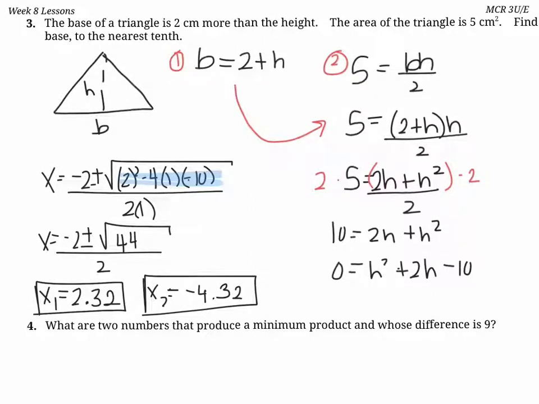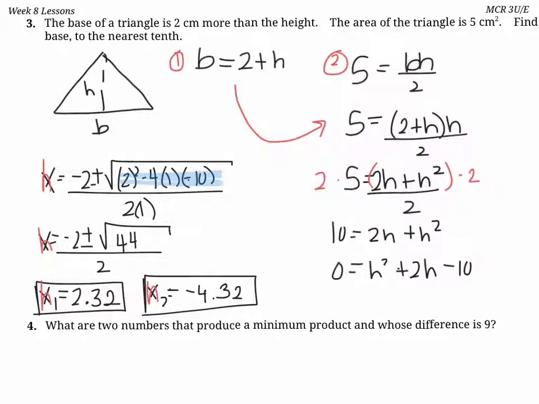So what did we even solve for? Let's go back to our original equation. Our original equation actually has h instead of x, so I'm going to change all of our x's to h. So this is really h equals, h equals. These are the two heights that we came up with, 2.32 and negative 4.32.